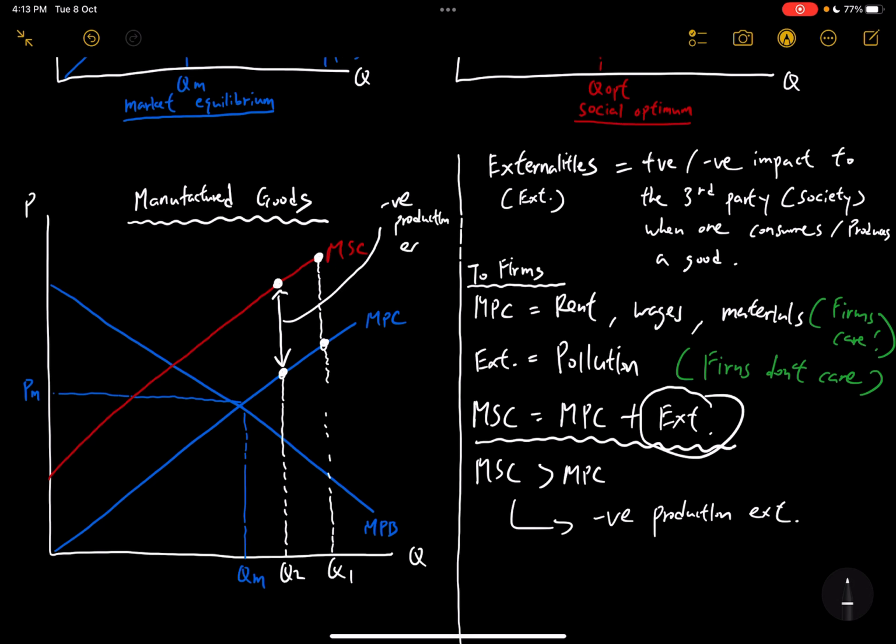is pretty much what negative production externality is. Okay, so there you have it. All good?